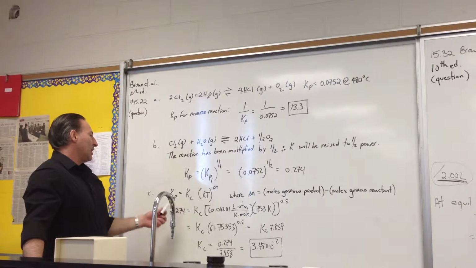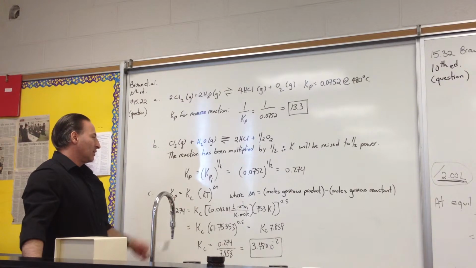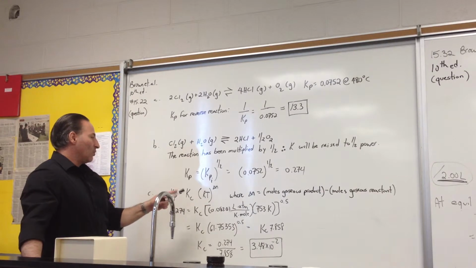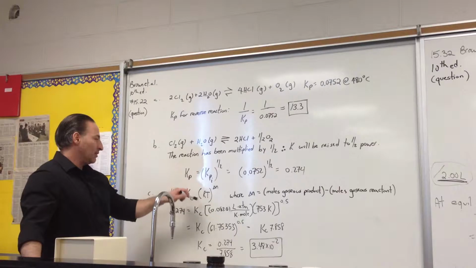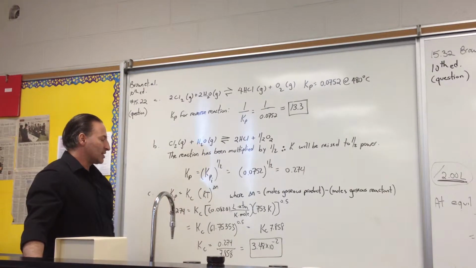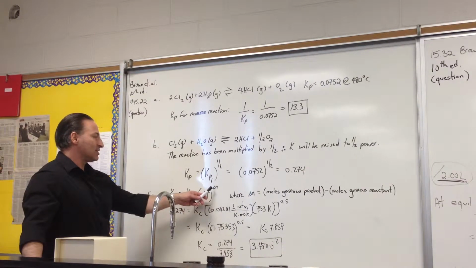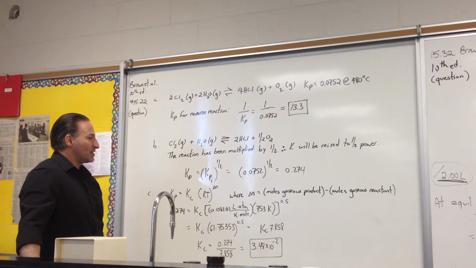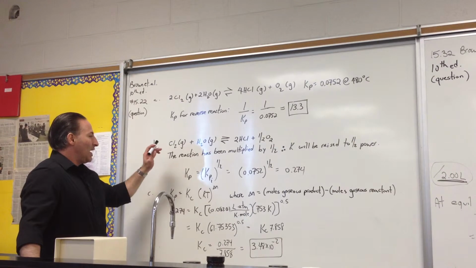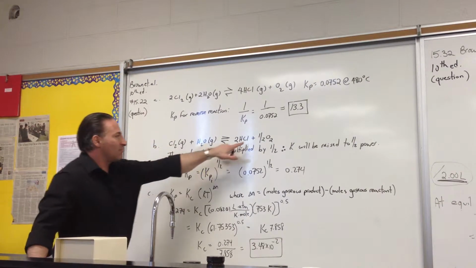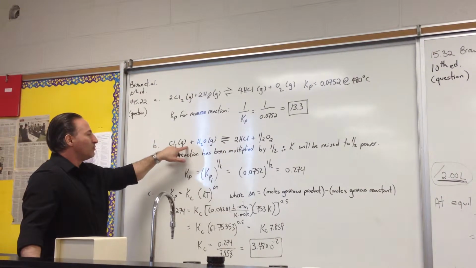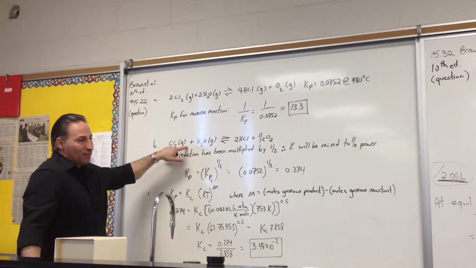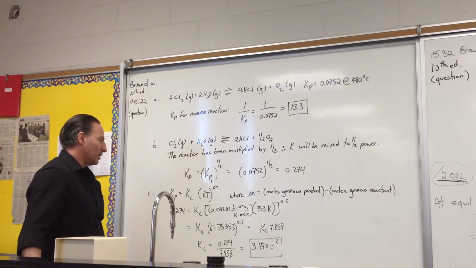And lastly, they ask for the value of Kc from the Kp. So you have to use Kp is equal to Kc (RT) raised to the power of delta n, where delta n is the difference between the moles of gaseous product minus the moles of gaseous reactant. You have 2.5 moles of product, 2 moles of reactant. So the difference is 0.5. 2.5 minus 2 gives you 0.5.